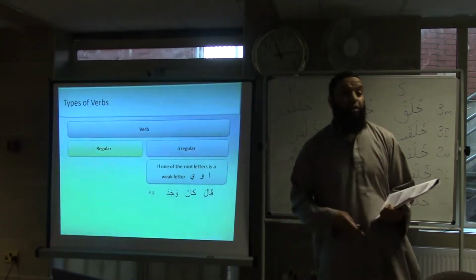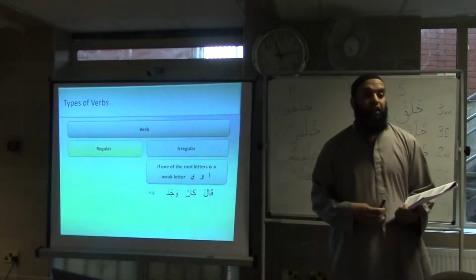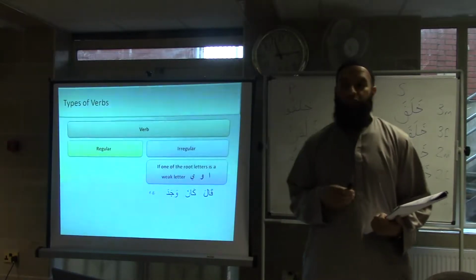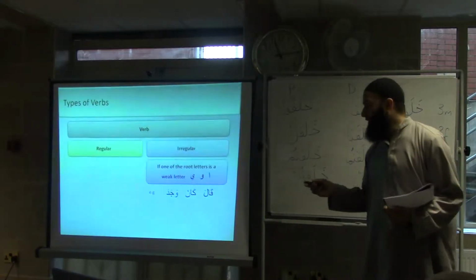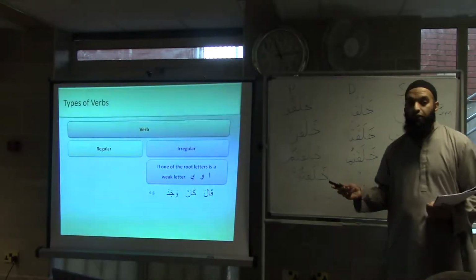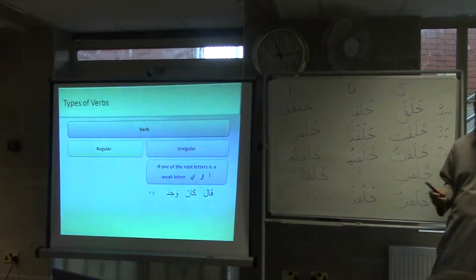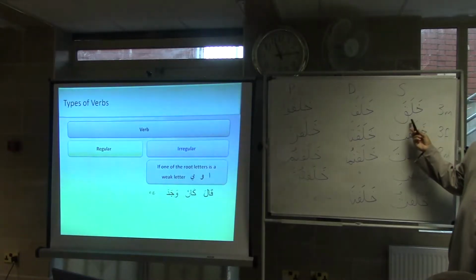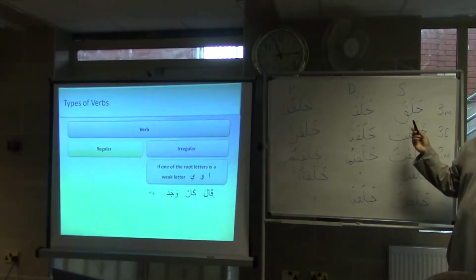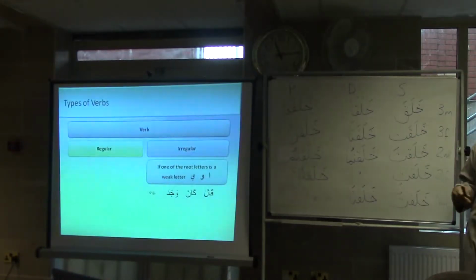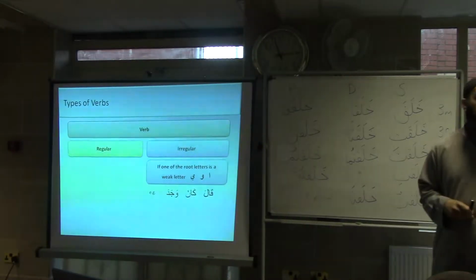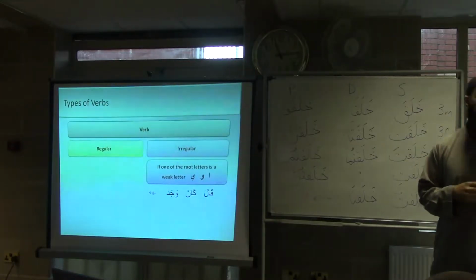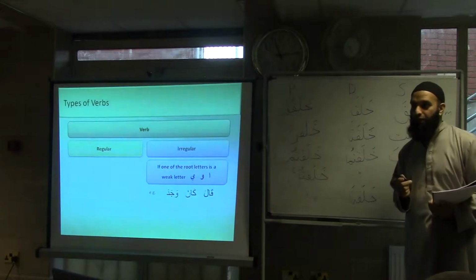The way to tell if a verb is irregular is if it has an alif or a waw or a ya in its root word. If it has any one of those letters in its root word, then it's an irregular verb. So khalaqa, does that have alif, waw or ya? No, so it's regular. Any verb that has alif, waw or ya in its root word is irregular. Everybody happy with that?